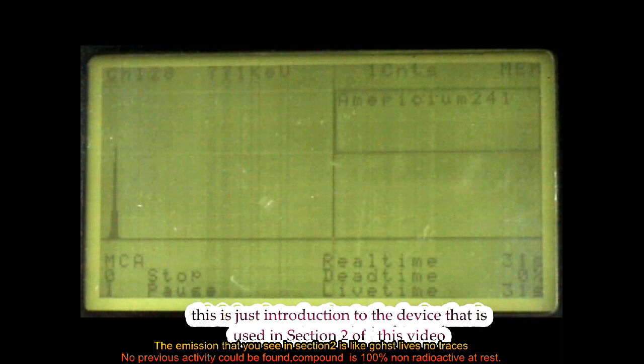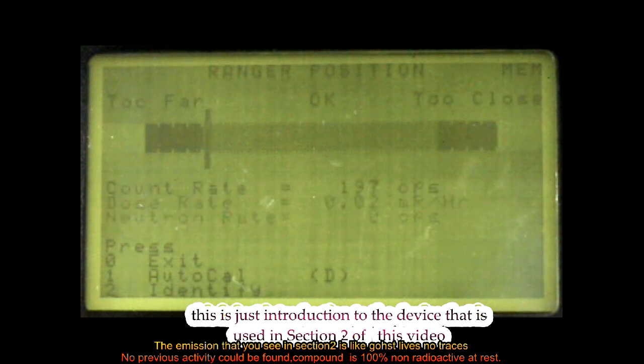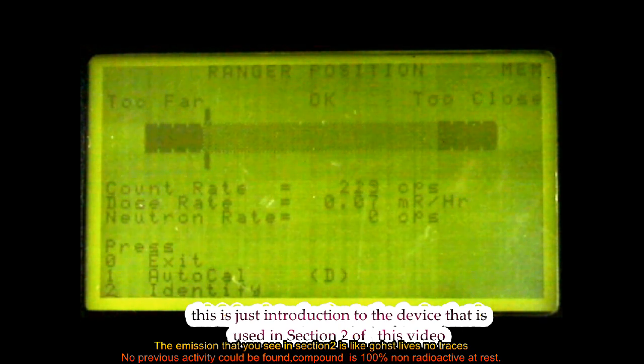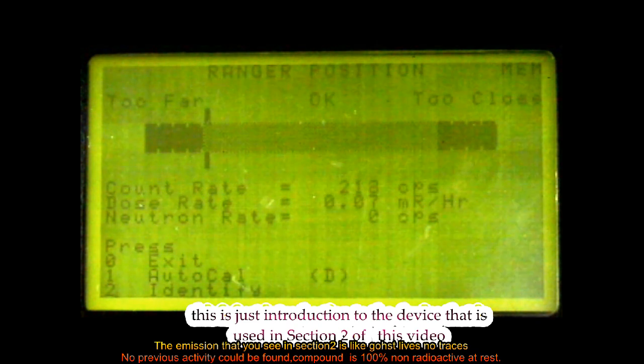Dead time 0, real time 27 counts. The graph shows the range that is sufficient for the measurement. There is 0 neutron counts for this sample. 0 exit 1 auto calibrate to identify. Pressing 2.